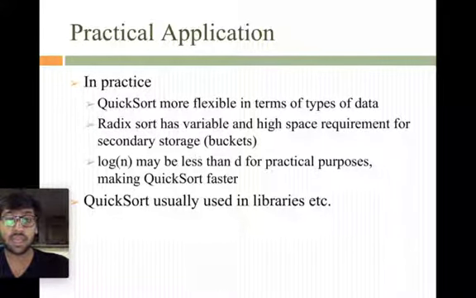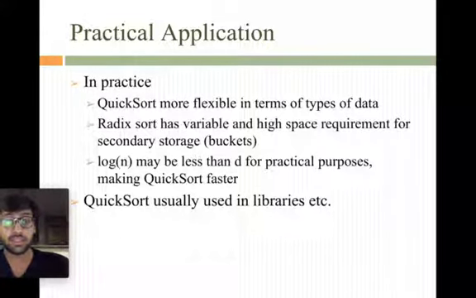Now, Radix sort has a variable and high space requirement for secondary storage, that is for the buckets. For each bucket, we'll be forming a linked list, because we don't know initially, according to the data set, which bucket will contain how many numbers or how many elements should fall into each bucket. So the space requirement is quite variable for this.